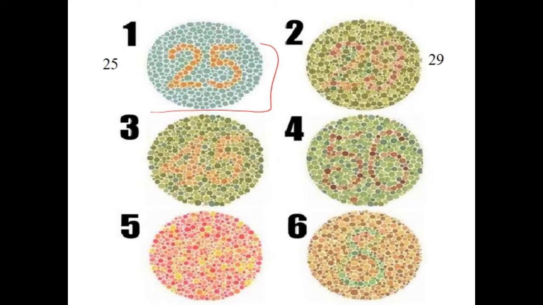So number 25 is for the first one, 29 is for the second one, 45 for the third, 56 for the fourth, 8 for the sixth one. And number 5, well, even my wife couldn't help me on that one. She couldn't find a number anywhere. So if anybody can figure that one out, by all means, let me know what it is.